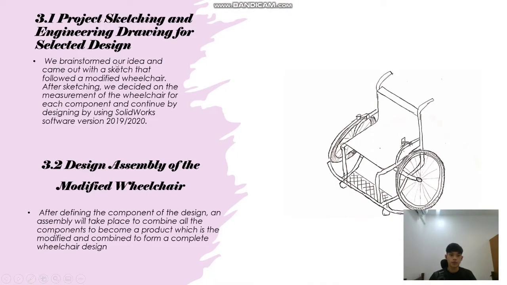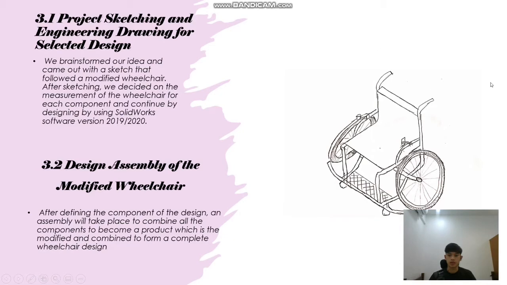First, we brainstormed our idea and came out with a sketch of the modified wheelchair. After sketching, we decided on the measurements of the wheelchair for each component and continued by designing using SolidWorks versions 2019 and 2020. After defining the components to design, an assembly will take place to combine all the components to become a product, which is modified and combined to form a complete wheelchair design.